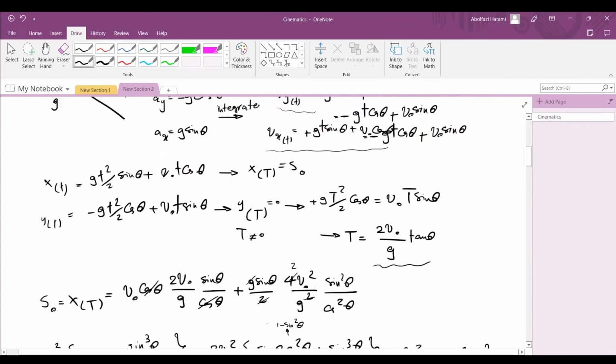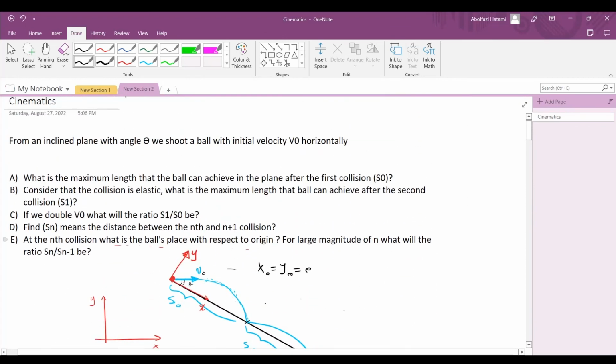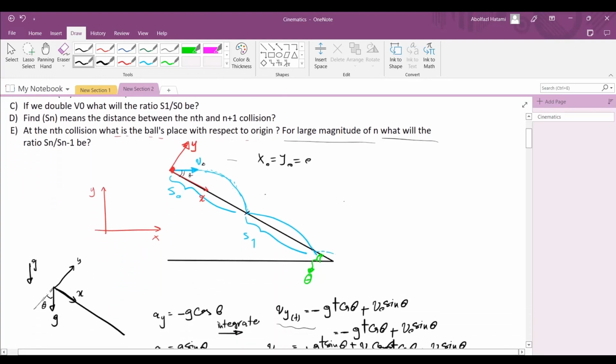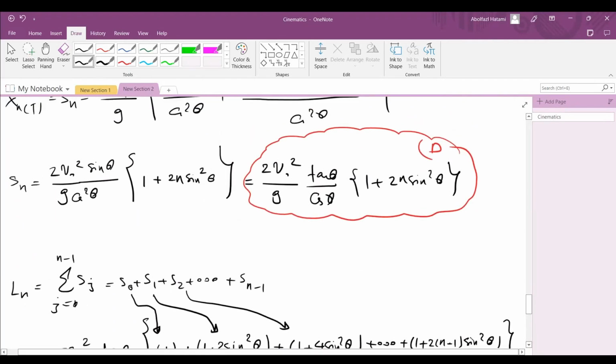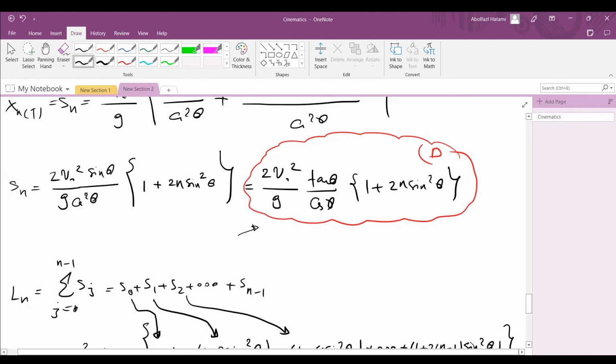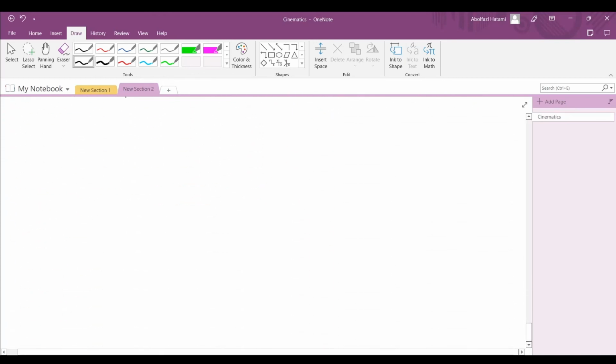It says that for large magnitude of n, what will the ratio Sn divided by Sn minus 1 be? It means that we should take the limit when n is going to infinity. So we calculated Sn. What was Sn? This was Sn. If we divide Sn by Sn minus 1, this alpha that we took will eliminate from numerator and denominator, and the only term that we will have is something like this.